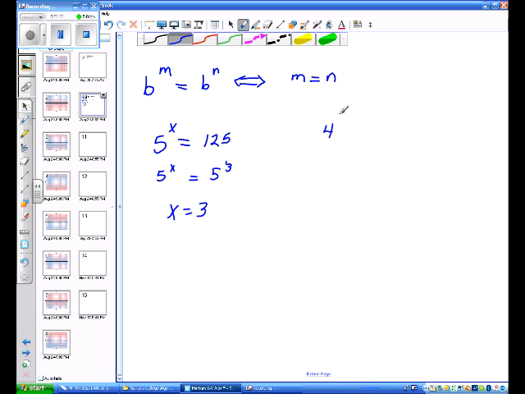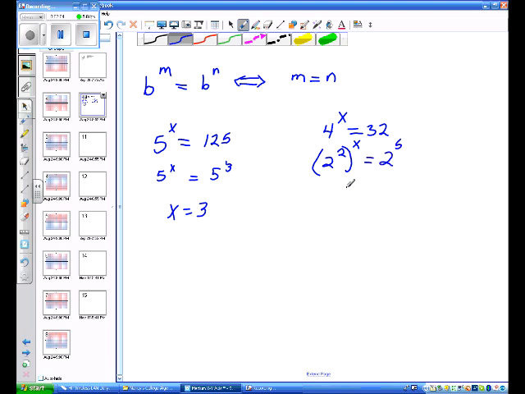If we had 4 to the x equals 32. Well, we want to see, can we write these to the same base? Well, we can't write 32 to base 4. That's what we did over here, writing 125 to base 5. But we can write both of these to base 2. 4 is 2 squared, and 32 is 2 to the 5th. Now, when you raise to a power, that actually needed to be 4 is 2 squared raised to the x. I put a 2 there. 32 is 2 to the 5th.